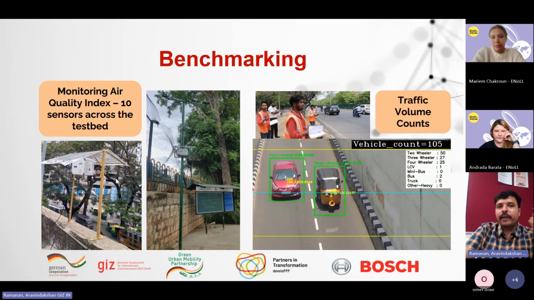And to benchmark, for example, to measure the air quality before and after the innovation was done, we have instrumented the area with the AQ sensors, which you can see in the picture. And we have also taken traffic counts using cameras and artificial intelligence algorithms.